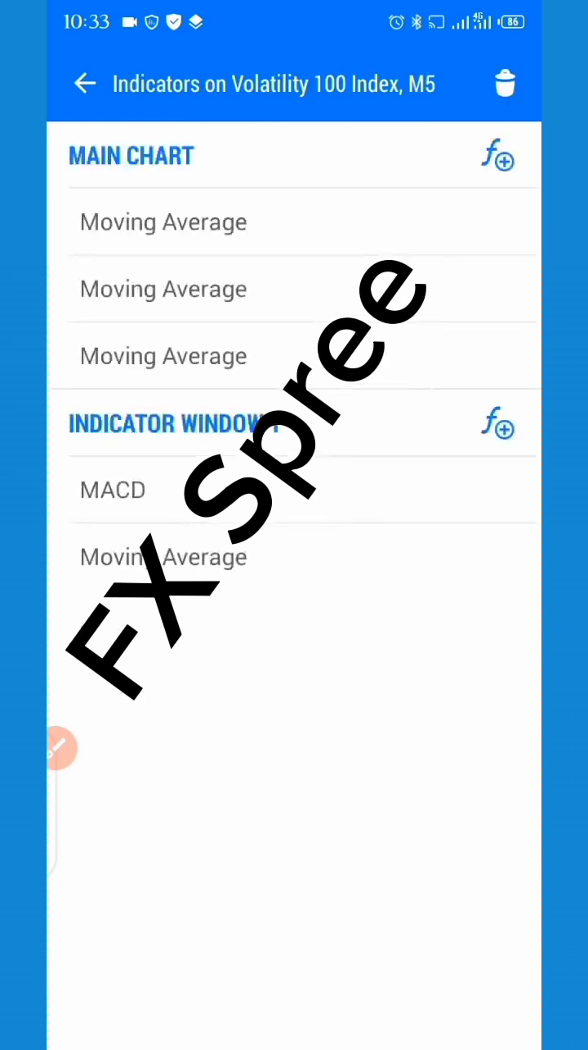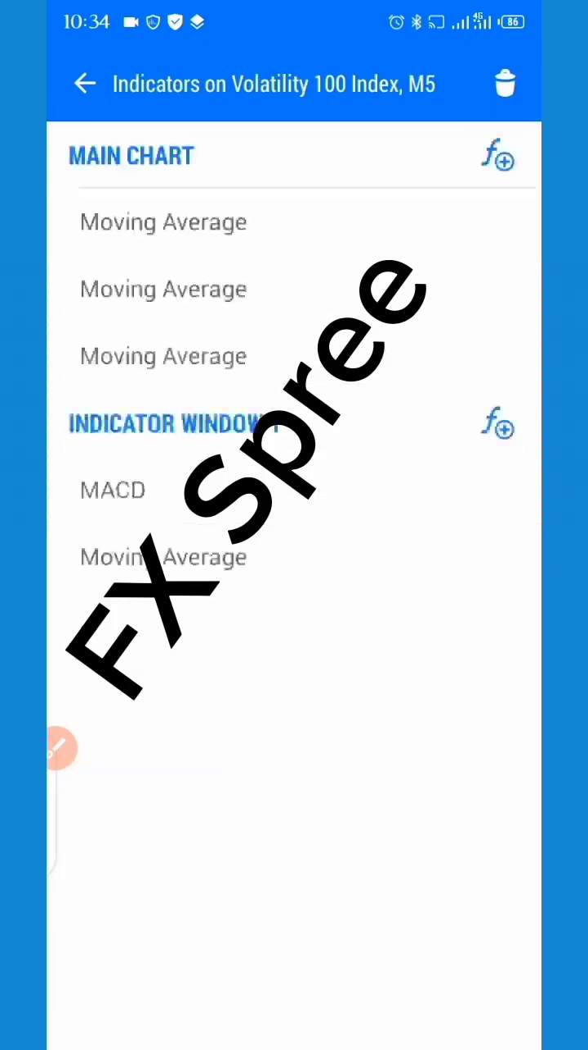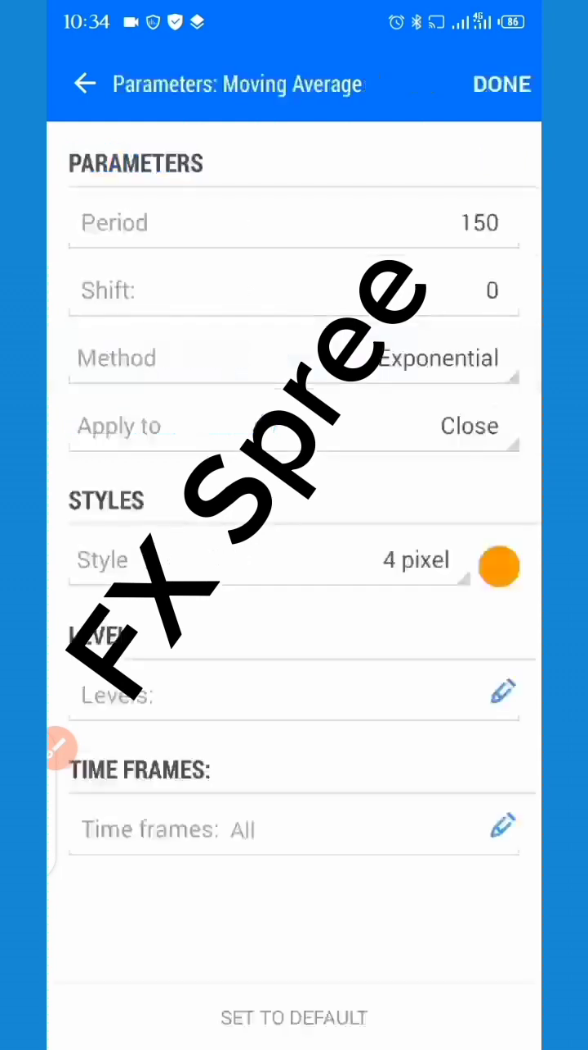And the second one is 40 EMA. You can screenshot as well and choose any color of your choice. After that, you tap done. And the last one, the third one, there is 150 EMA. I put this only to see the overall movement of the market. Is it bearish or bullish? That is why I have this 150 EMA there. So after that, you tap done.